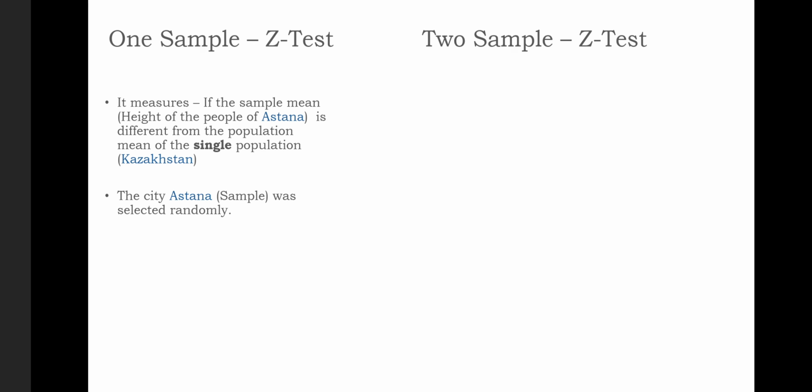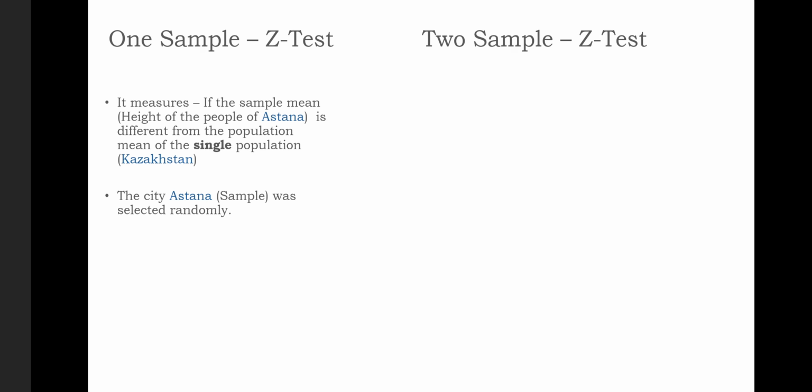So what I told you is that what a one sample Z test does is check if the sample mean is different from the population mean of a single population. I took samples. So what was my sample here? I took a sample from the capital of Kazakhstan, and the capital of Kazakhstan is Astana, and Astana was my sample. It means all the people of Astana will be my sample. The city of Astana is my sample. You must learn one thing in Z test: you always take the sample randomly. It means anything can be selected as a sample from the whole population of Kazakhstan.